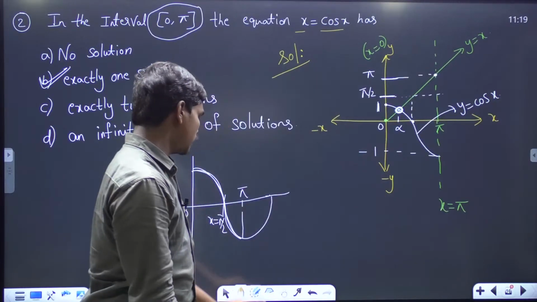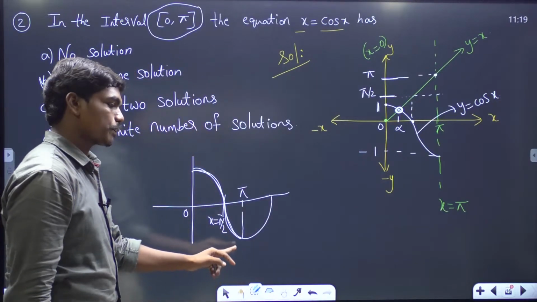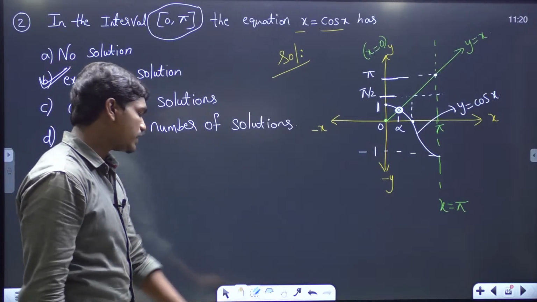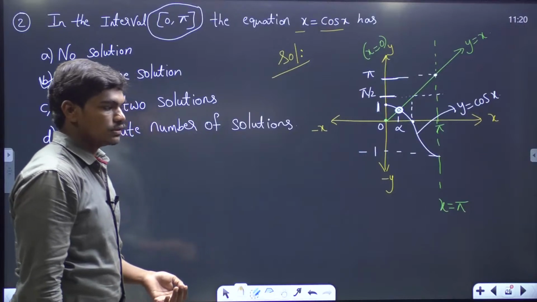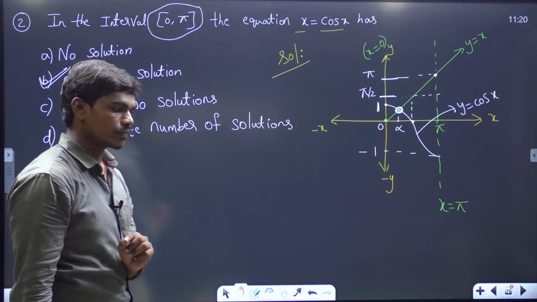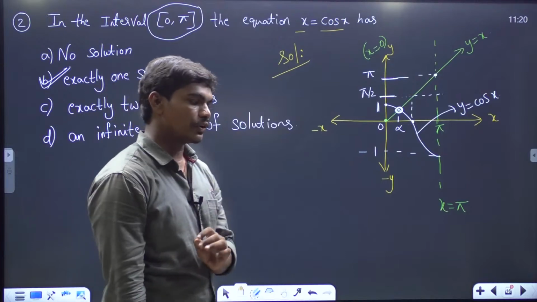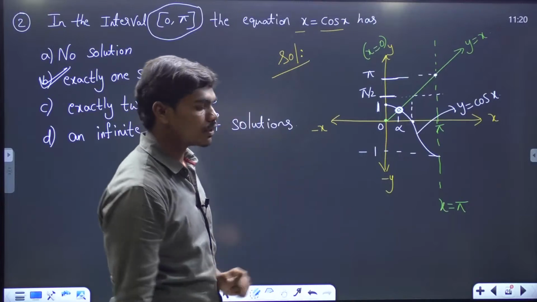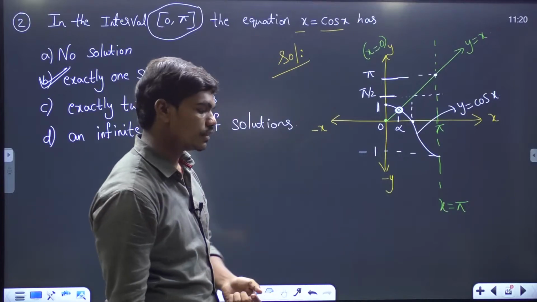Okay, Shankar? Clear? So can we move ahead with this question? Did you all understand how we have exactly one solution for f, this x is equal to cos x, within this range 0 to pi?